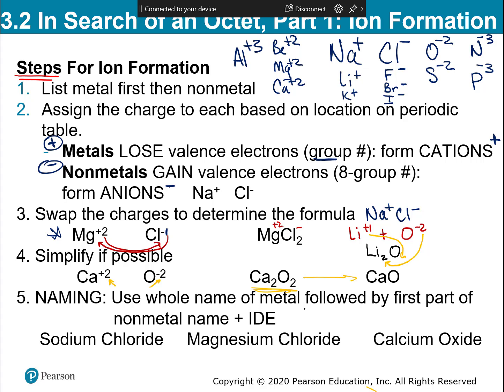And then the last one is you make sure that you use the whole name of the metal when you say it. The second word is the first part of the nonmetal plus IDE. So that is where you come up with sodium chloride. MgCl2 would be magnesium chloride, and CaO would be calcium oxide. Whole name of the metal, first part of the nonmetal, and the IDE.